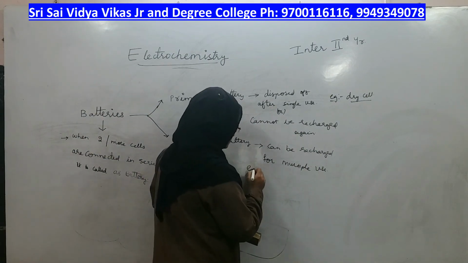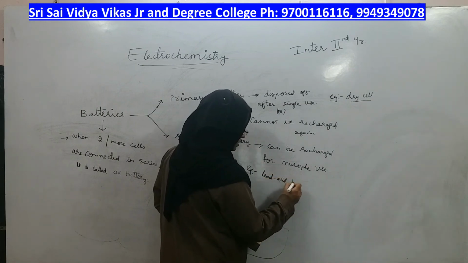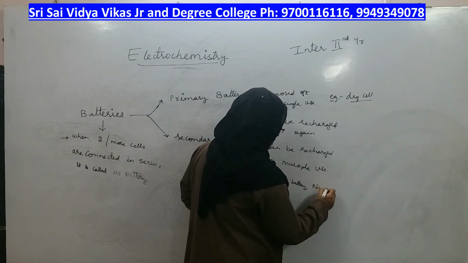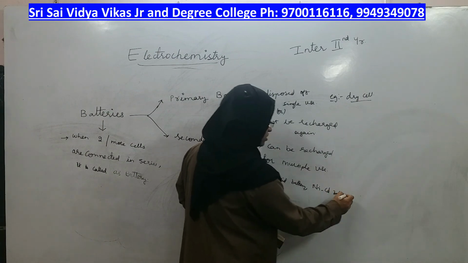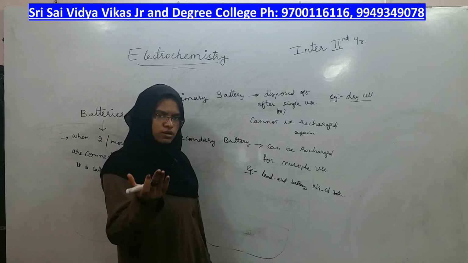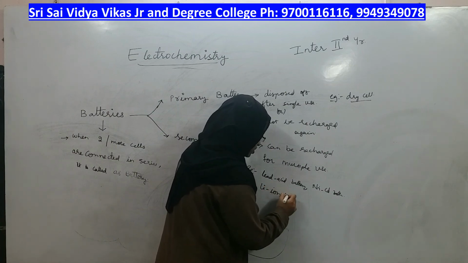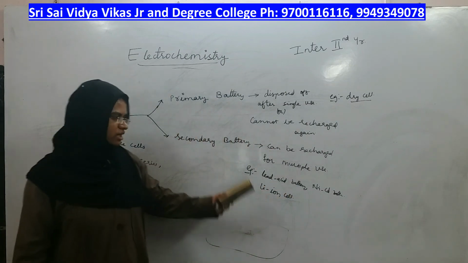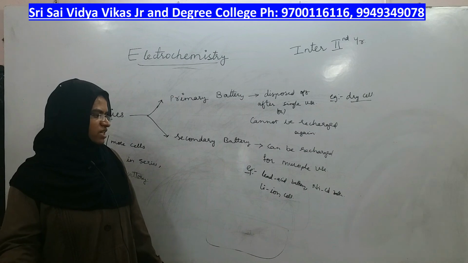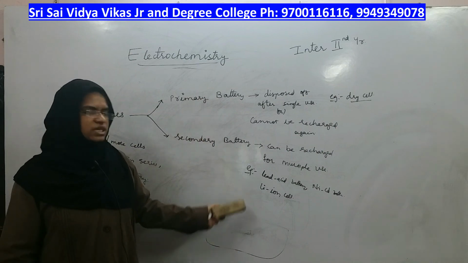Examples are inverters, which have a lead acid battery or nickel cadmium battery, or you can also write the example of the battery present in our mobile phones. Which battery is present in our mobile phones? You look at the back of the battery, you will find the name written as lithium ion cell. That is also an example of a secondary battery, because we use the battery of a mobile phone after many times of recharging, right? That is the lithium ion cell. These are the examples of primary batteries and secondary batteries.